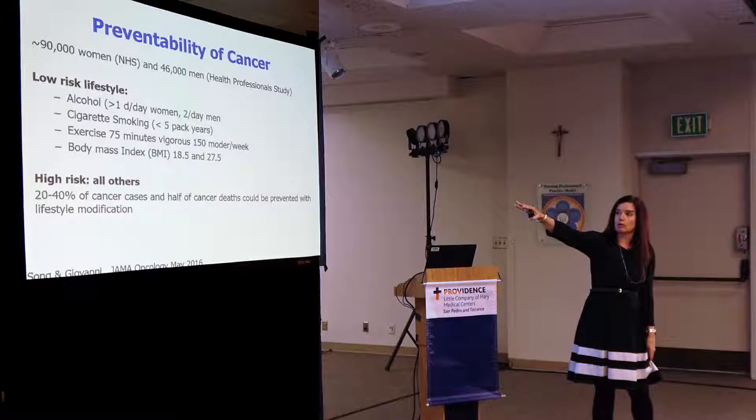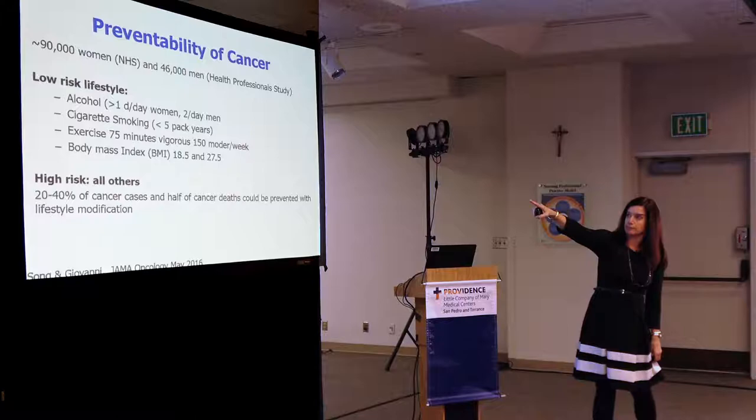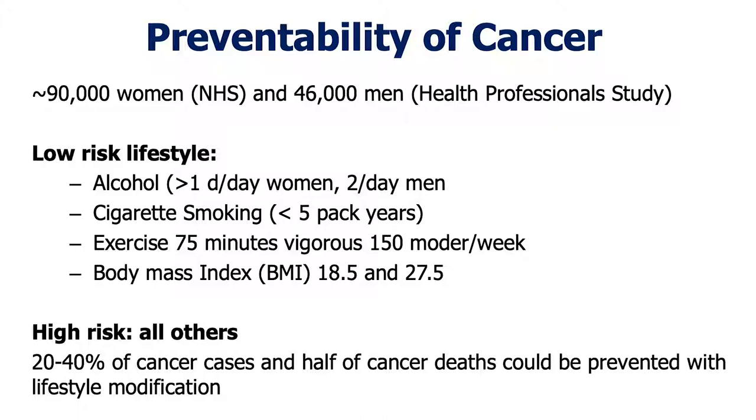You don't smoke, you drink less than one drink a day. I'm sorry, that's supposed to be less than or equal to one drink for women, two drinks for men. Yeah, it might be good for your life, but what's that thing, right? I'd rather, you know, live well than live long. Exercising 75 minutes vigorously or 150 minutes a week, which translates to 30 minutes a day for over five days a week. And a body mass index, in other words, your weight to height ratio between 18 and 27. So not too skinny and not overweight. That's the low risk. Everybody else just got plopped into high risk.